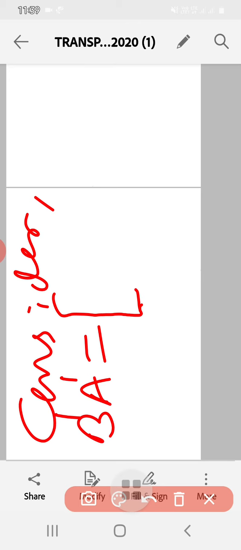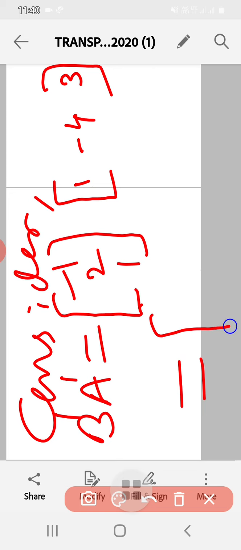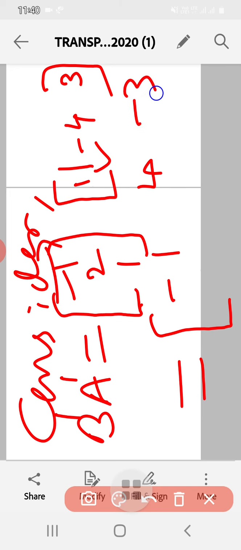So B dash is [−1 2 1] into A dash [1 −4 3]. Okay, so now I am going to multiply it. Observe here: first row, first column. Minus 1 into 1, that is minus 1. Leave some space. Minus 1 into minus 4, that is 4. Minus 1 into 3, that is minus 3.